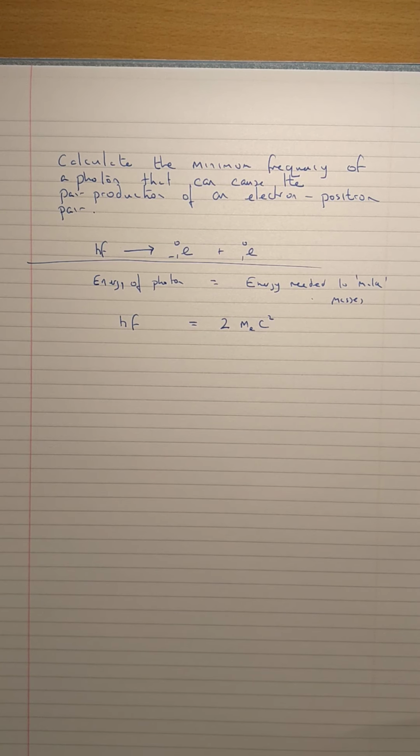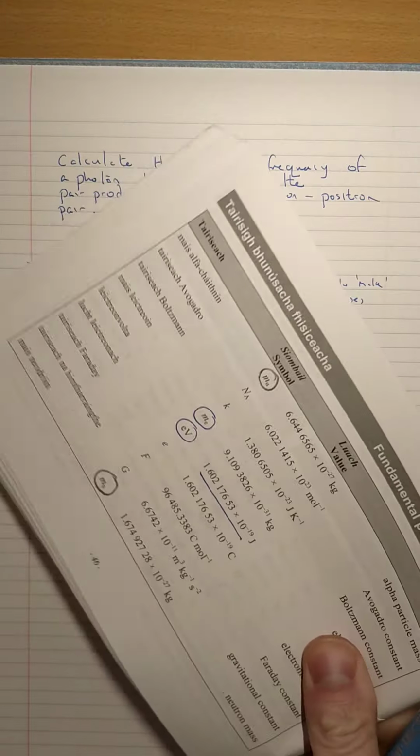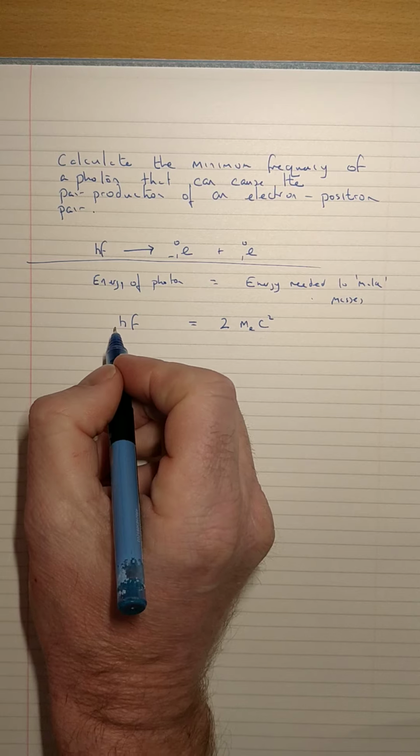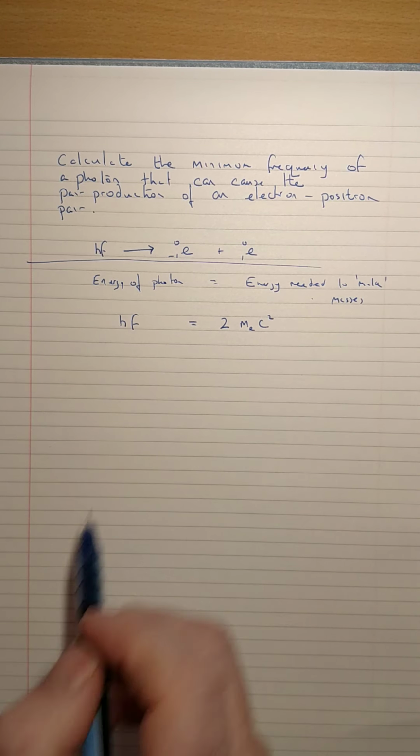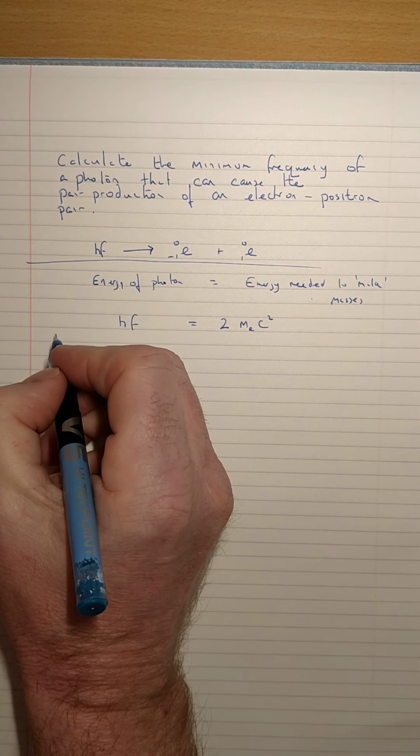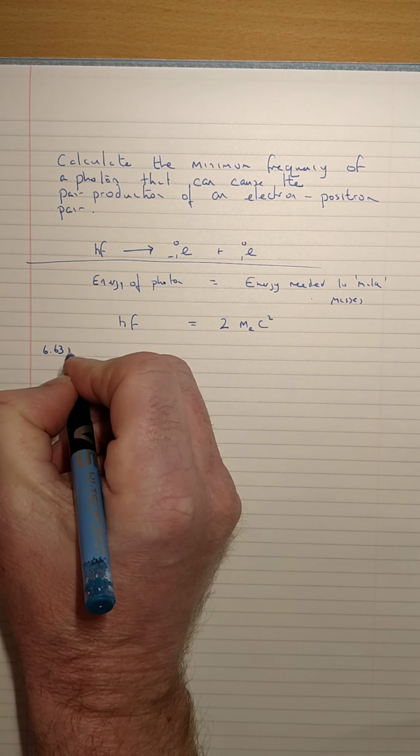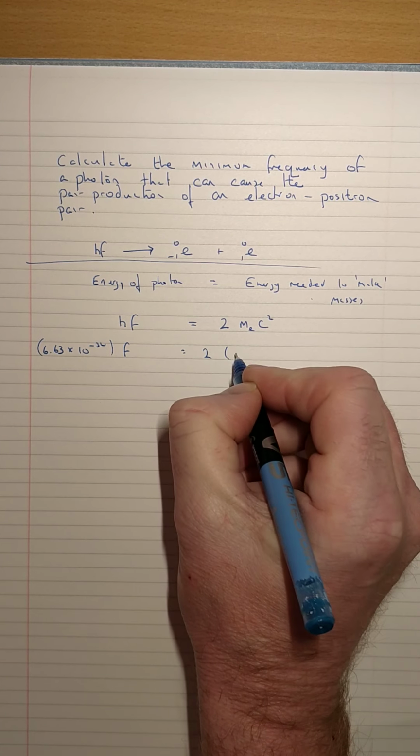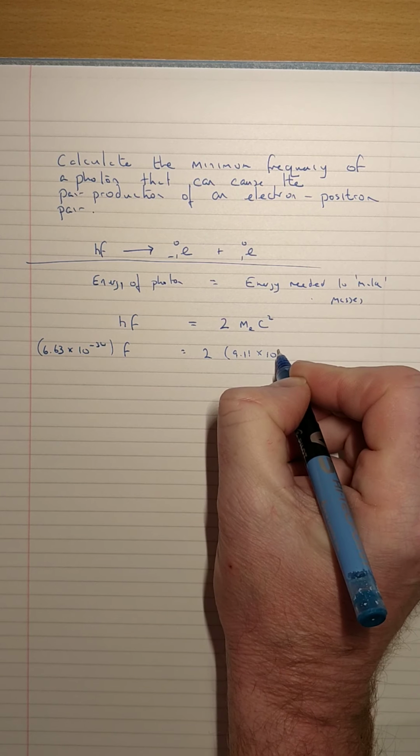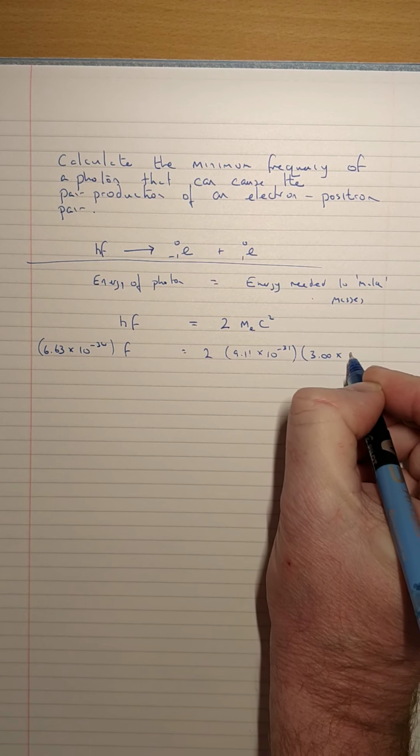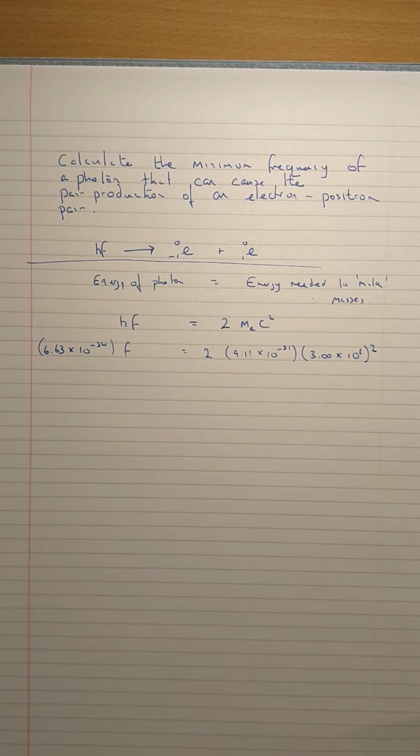Now, this is a bizarre one, because this is a real example of people forgetting about pages 46 and 47. On page 46, we have H, we have the mass of the electron, and we have C. The only thing we don't have is F. We have everything on pages 46 and 47. I'm going to keep it very simple here. We're going to stick to 2 decimal places. So 6.6 by 10 to the minus 34 times F equals twice 9.11 by 10 to the minus 31, the mass of the electron, by 3.00 by 10 to the power of 8 squared.